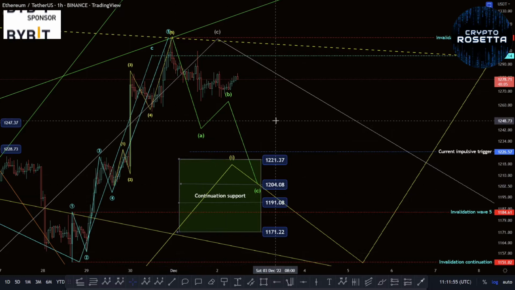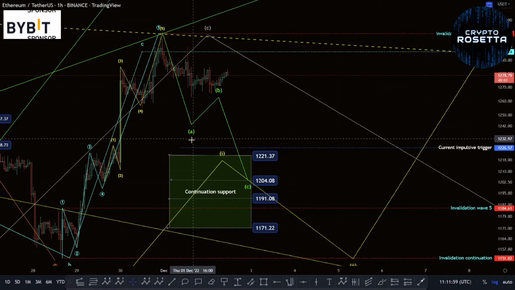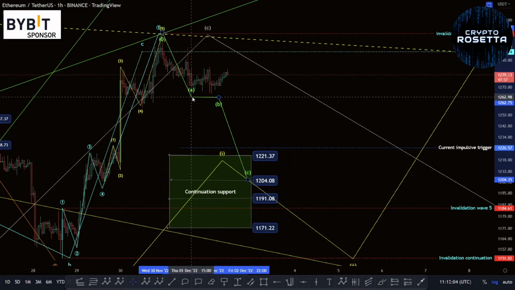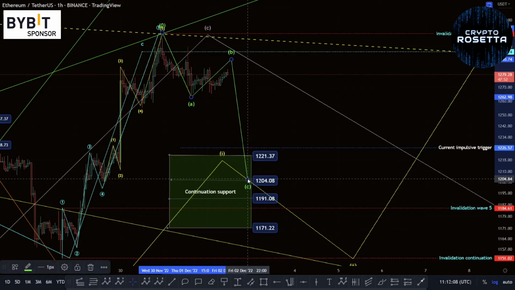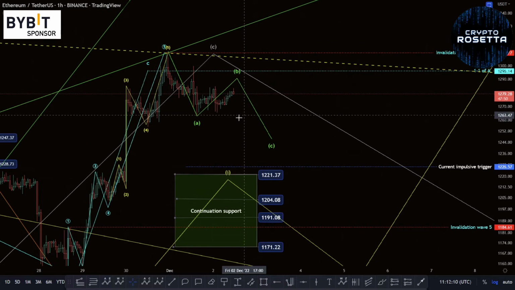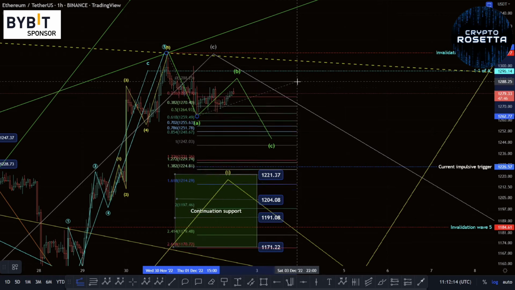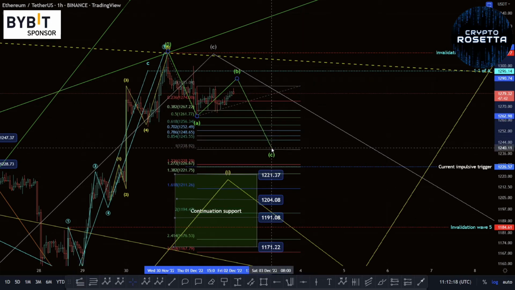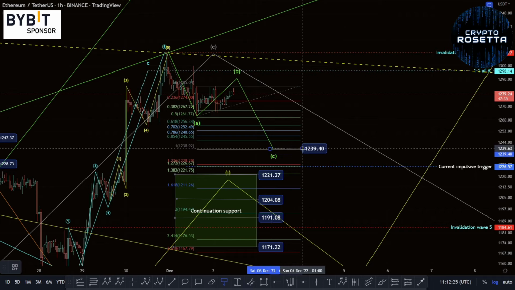So if this is the case, we could be looking at an ABC move to the downside here, where potentially this could already be our A wave here. This could be our B wave moving up, and then we're forming a C wave to the downside like this. If that's the case, we would be looking to target this area down here of 1,238 at a 1-to-1. That's a potential area we could look to move down in.